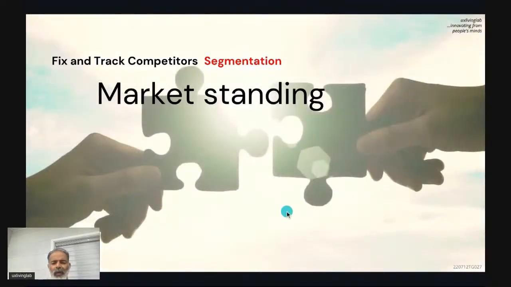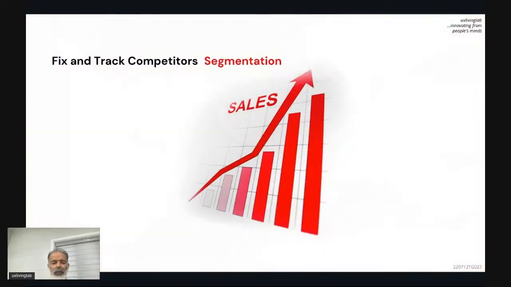Then market standing, how long that company is in the market. That's the next method. So maybe it's having 10 years of standing, or 1 year of standing, or 5 years of standing. Based on that, you can segment. Then based on sales, maybe volume of sales or value of sales, you can segment. So these are the main segmentation methods. I will be following the same segmentation methods in all components.